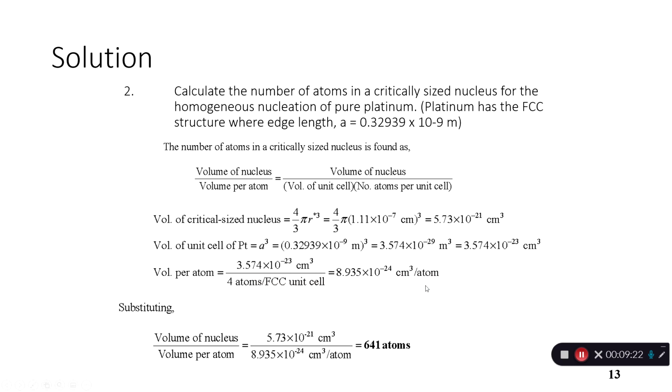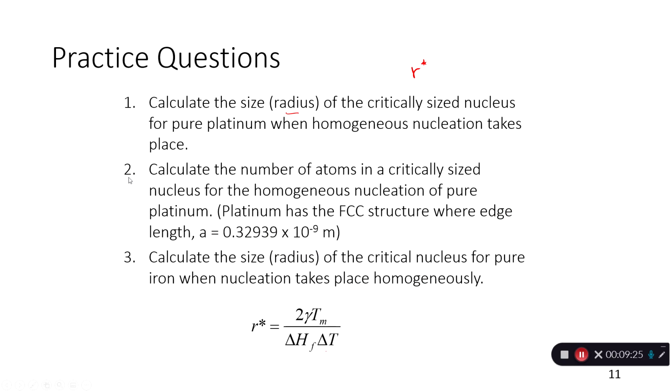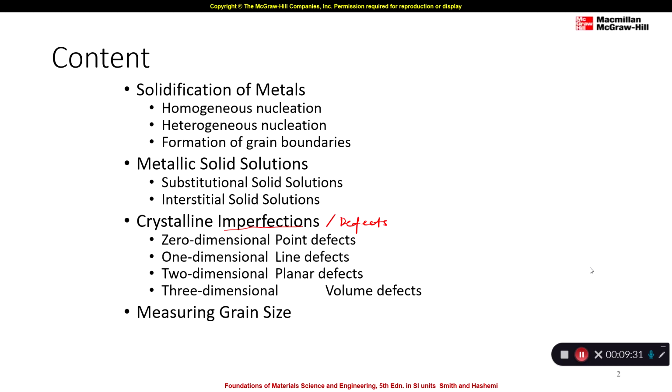You can try the other two, questions 2 and 3. The solutions are provided in your lecture notes. That's it for this topic. We have covered homogeneous nucleation, and the subtopic here is the critical radius. We've also covered heterogeneous nucleation and the formation of grain boundaries. In the next topic, you will learn about the types of solid solutions that are formed.